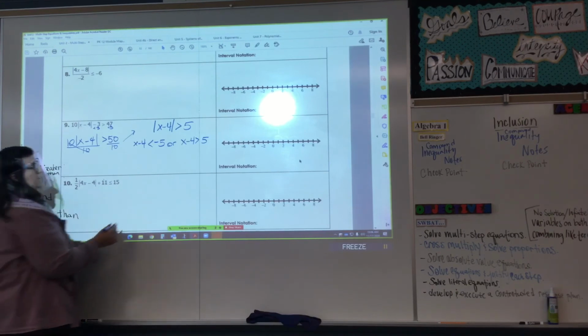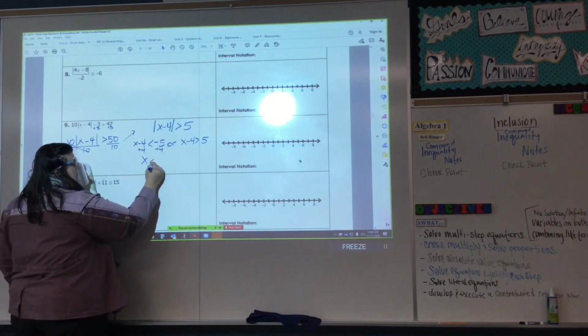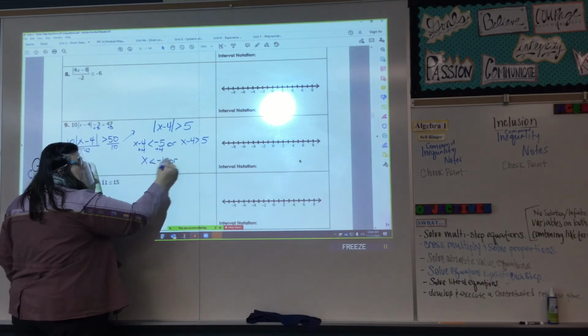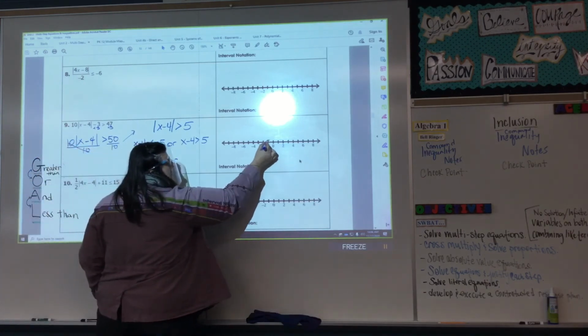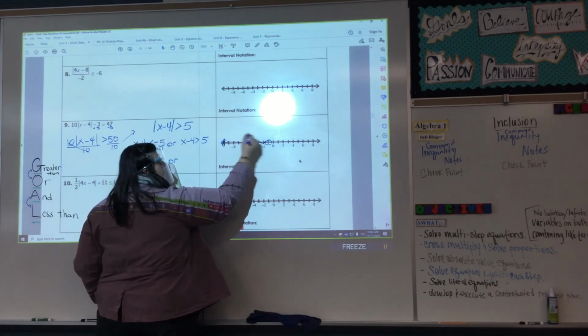All right, let's solve this one. We add 4 to both sides. X is less than -1. Or, here's -1, open dot, shade to the left.